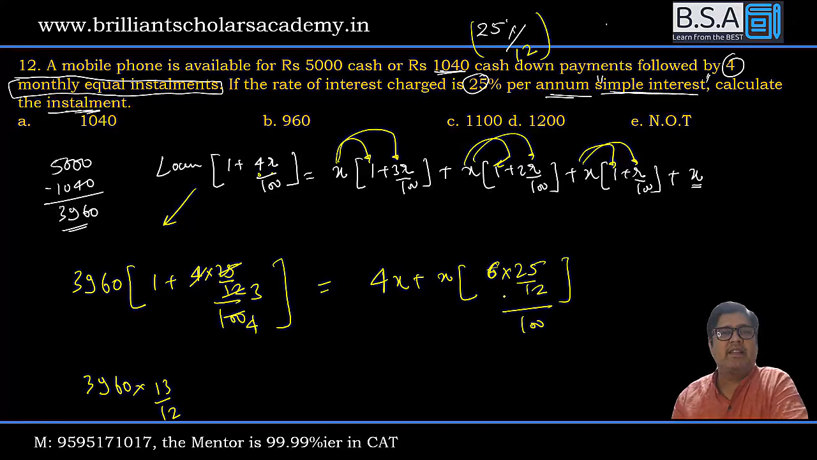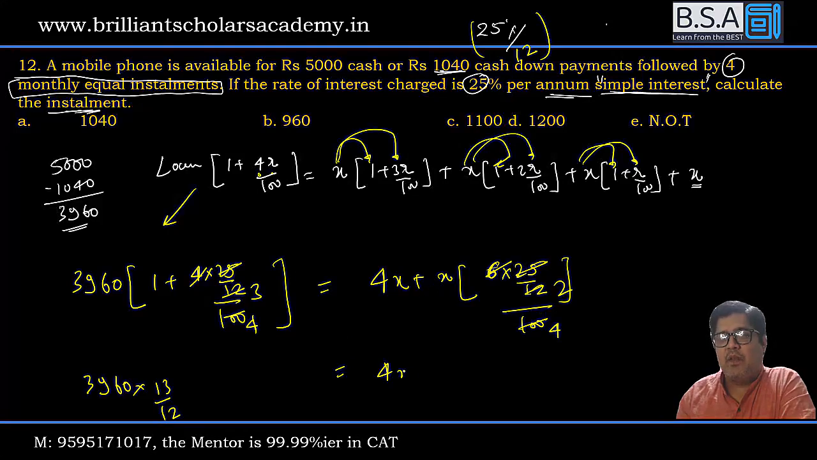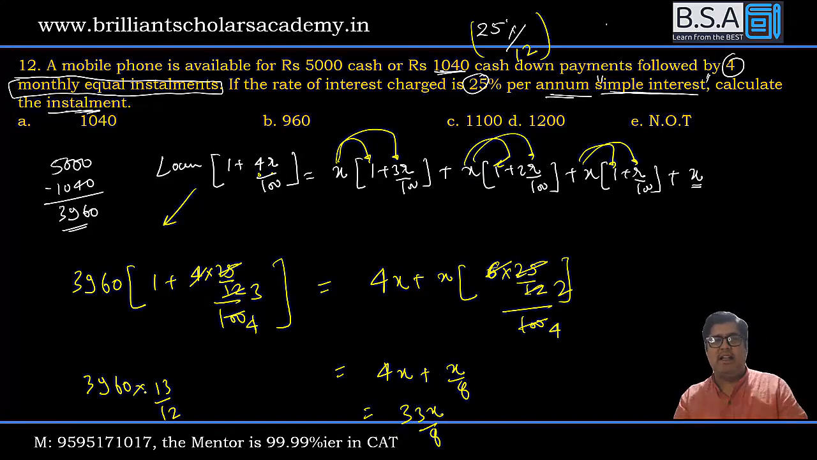So again, cancel whatever is in your reach. Cancelled 2 times. Cancelled 4 times. So what I have on the right side is 4x plus x upon 8. Rearrange and you will have your answer in 2 steps. Cross multiply, that is 32 plus 1, 33. 33 upon 8x. Cancel these two, your answer is ready.